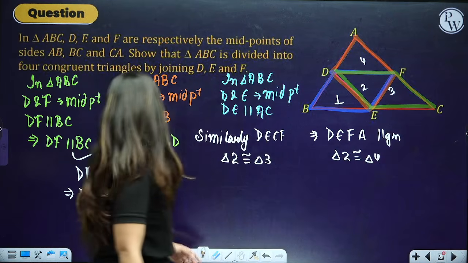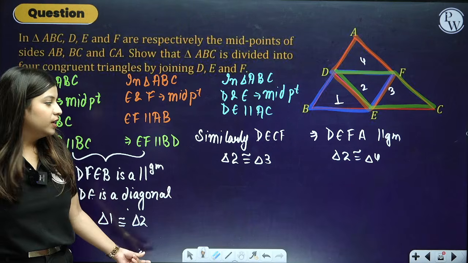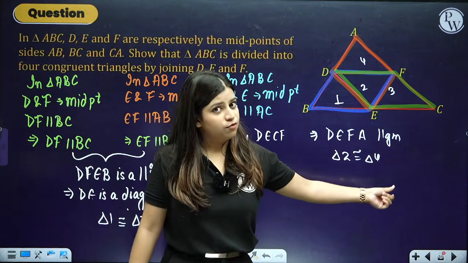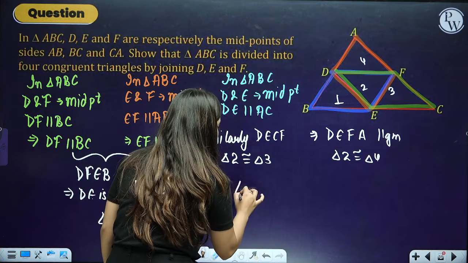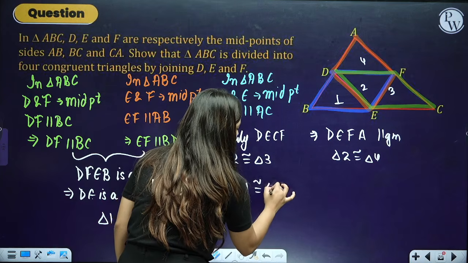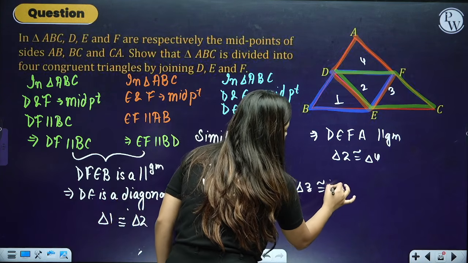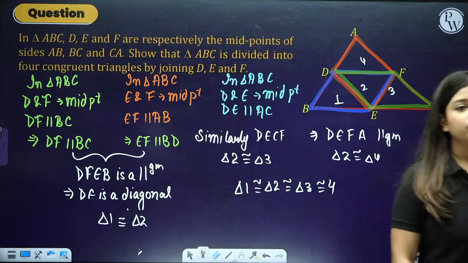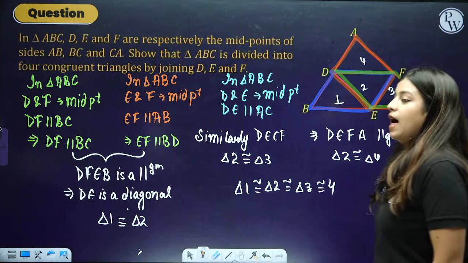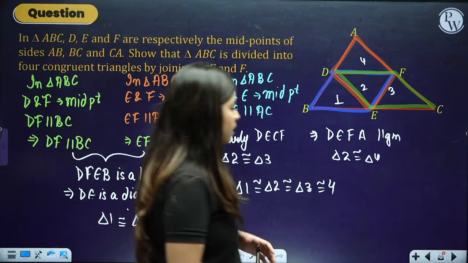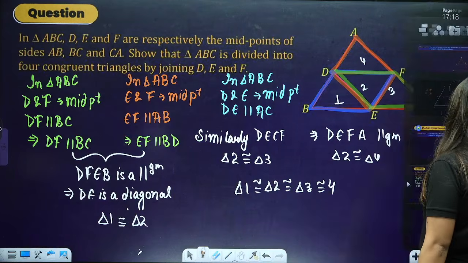Now see, triangle 1 is congruent to triangle 2, triangle 2 is congruent to triangle 3, triangle 2 is congruent to triangle 4, which means triangle 1 is congruent to triangle 2 is congruent to triangle 3 is congruent to triangle 4. And this is what we had to prove in this question. I hope that this question is absolutely clear with everyone. Now let's move forward to the next.